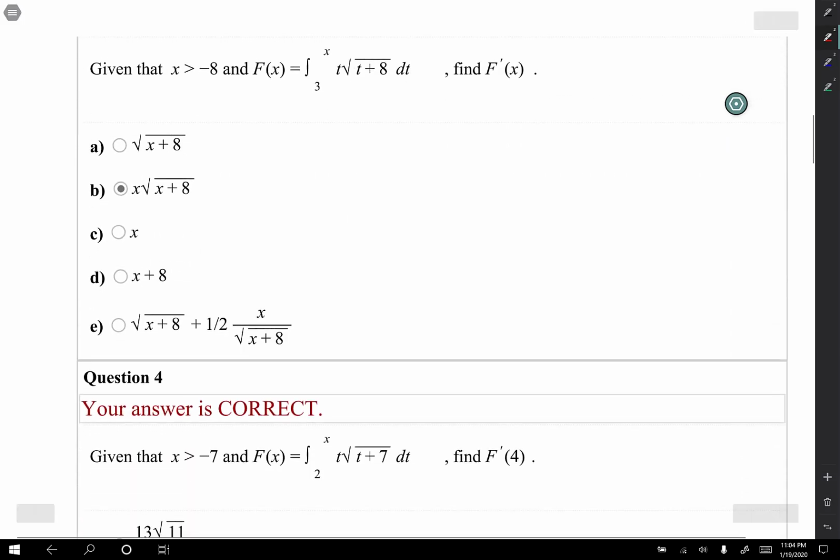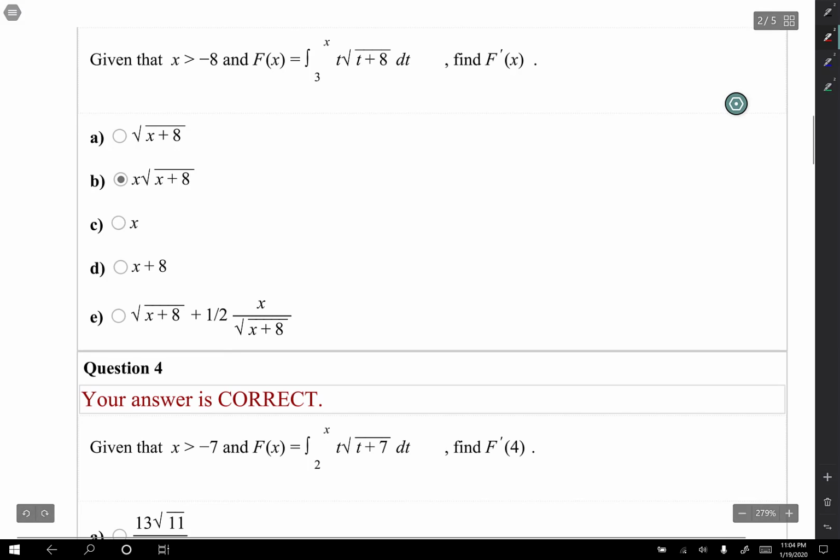All right, let's go to the next question. It says, given that x is greater than negative 8, f of x is the integral from 3 to x of t square root of t plus 8 dt, find f prime of x. Hopefully, we haven't covered it yet, but we will be covering it on Tuesday. That's why I'm making this video, because I'm going to assign this quiz on Tuesday. But hopefully you guys that are not in my class have covered the topic, the fundamental theorem of calculus.